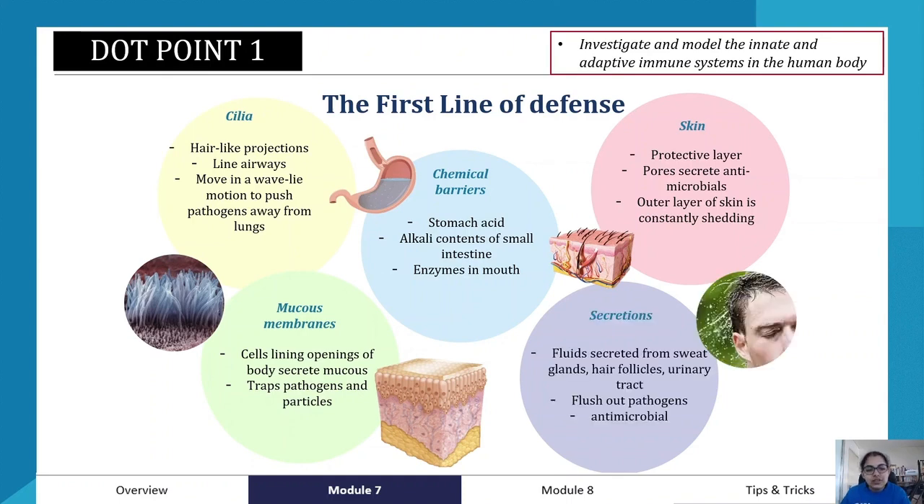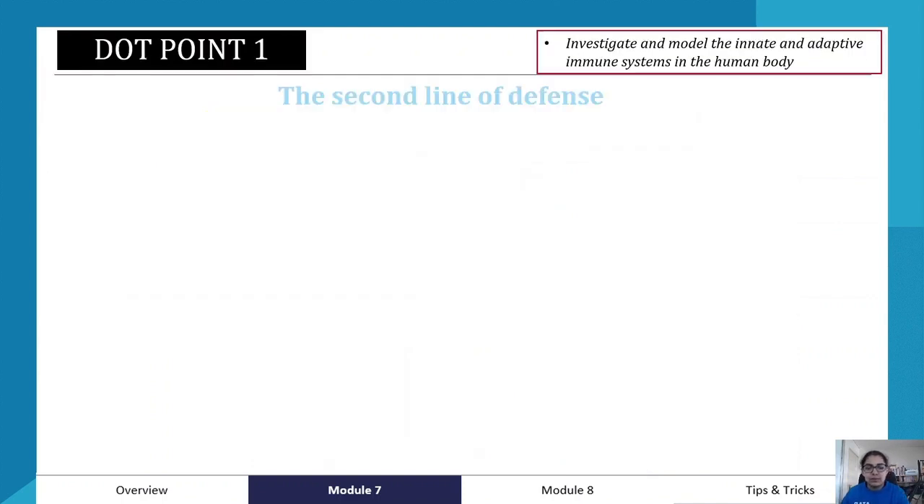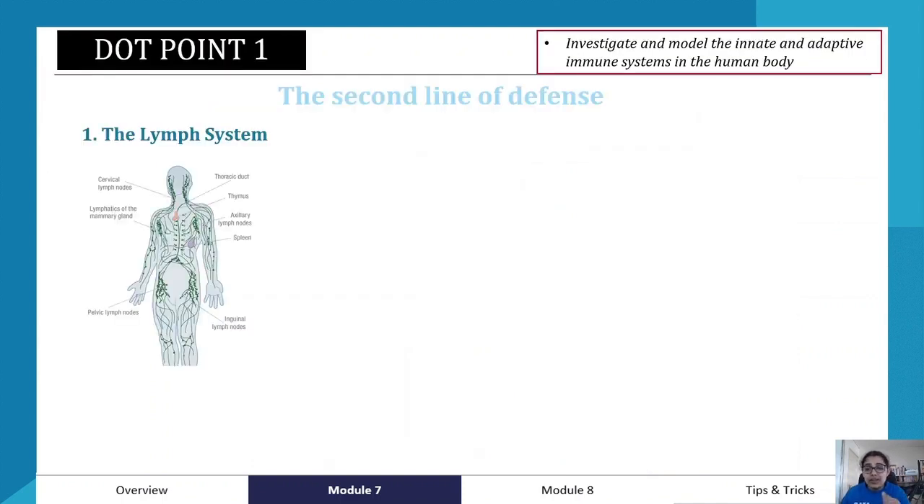And finally, secretions. Things like sweat glands, hair follicles, urinary tract, they secrete fluids, and they do that in order to flush out pathogens, and some of them also secrete antimicrobials as well. And that's the first line. This is our natural, innate line, the first line of defense that is always there to protect us against pathogens. Now, the second line of defense includes our lymph system.